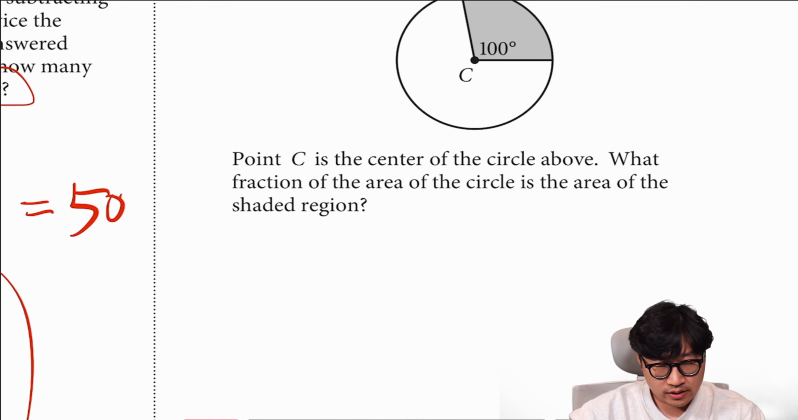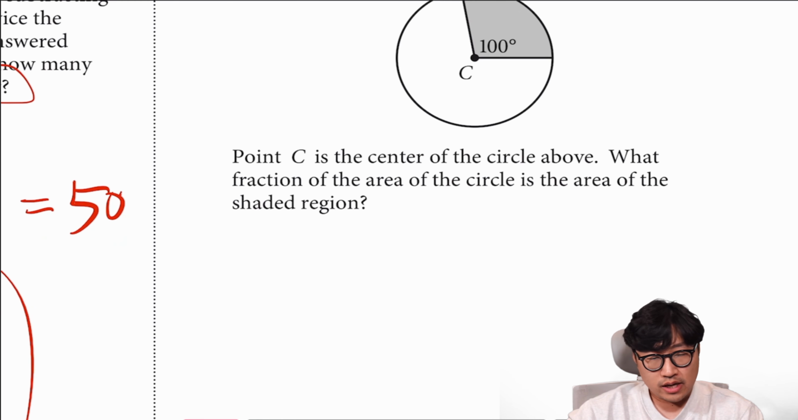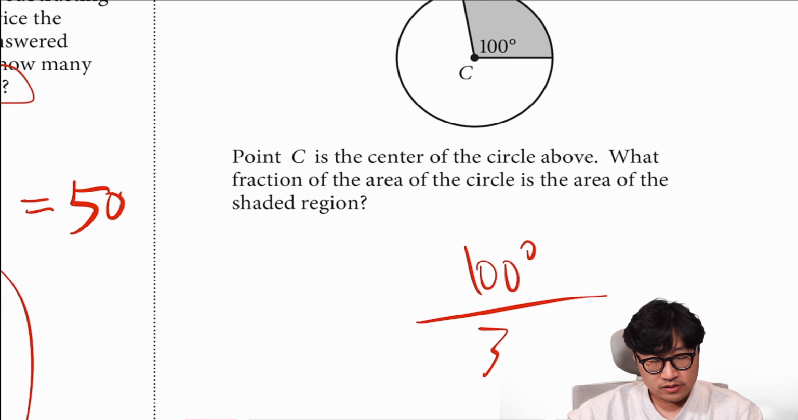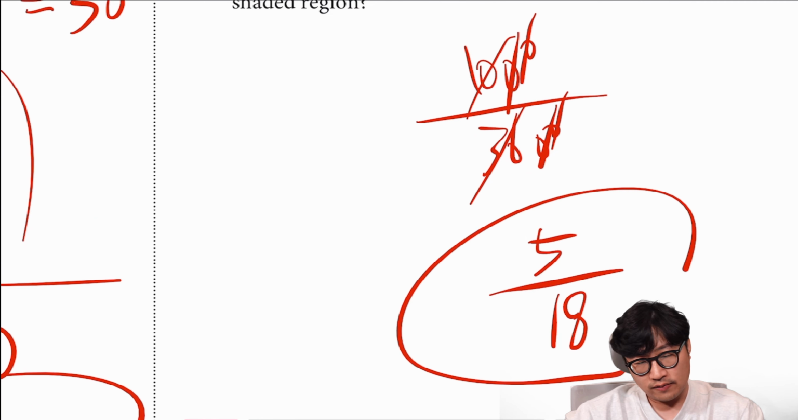The point C is the center. What fraction of the area of the circle is the area of the shaded region? It's basically 100 degrees out of 360 degrees, and you're done. Cancel the degrees, cancel the zeros, cancel by 2, so that'll be 5 over 18, and there you have it.